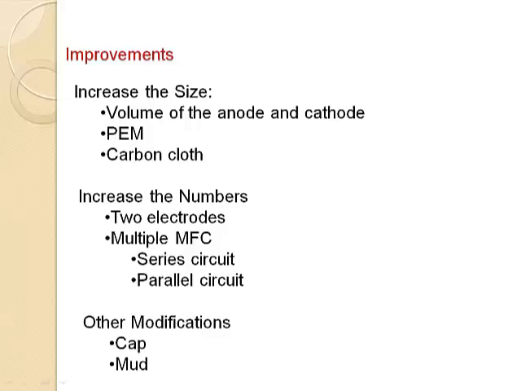I think if I increase the size of the different components, I might be able to have more voltage: increase the volume of the anode and cathode chambers, increase the salt bridge, the size of the carbon cloth. If I increase the numbers, more electrodes, and have multiple MFCs in a series and parallel circuit, I think there'd be an improvement. And other modifications: a cap on the cathode, and maybe different mud.